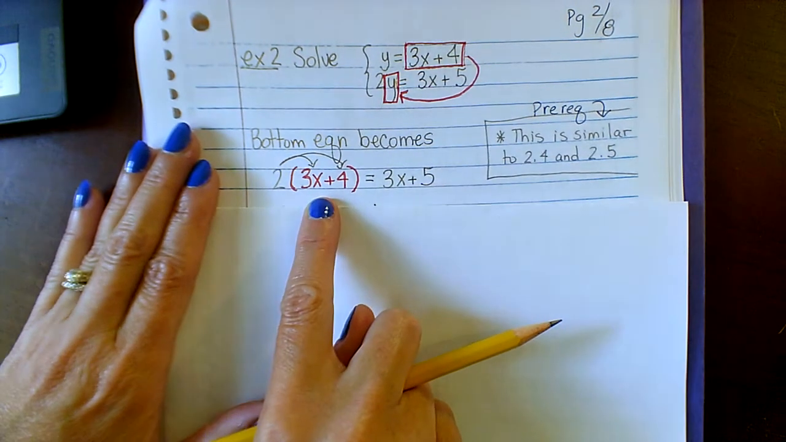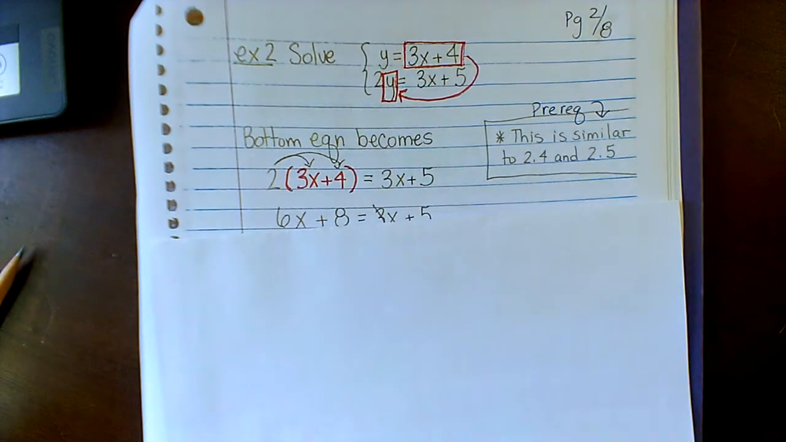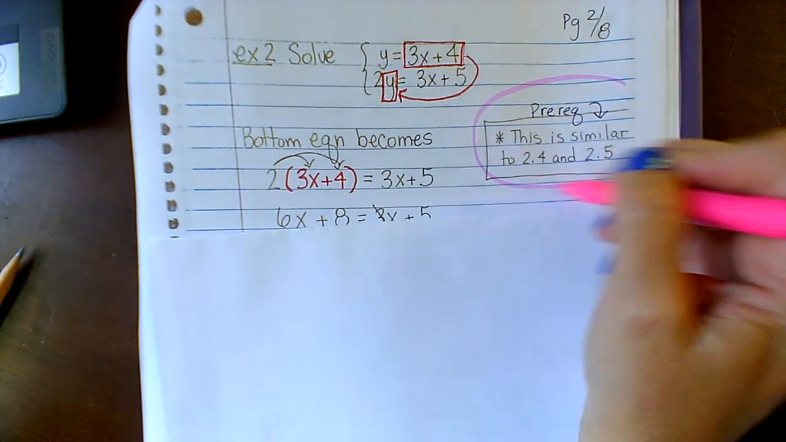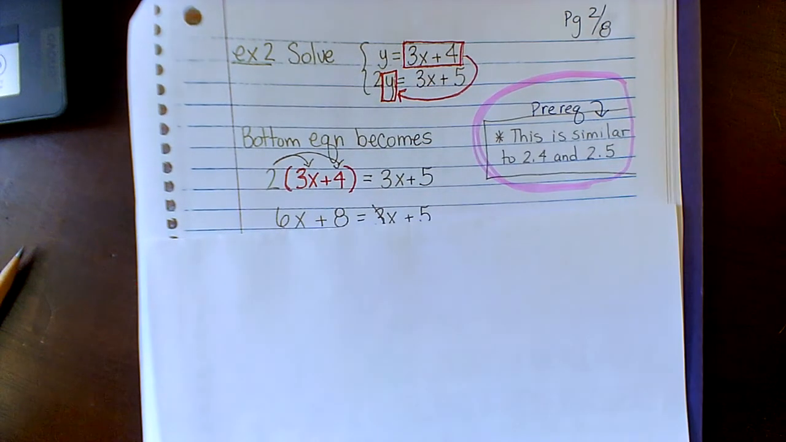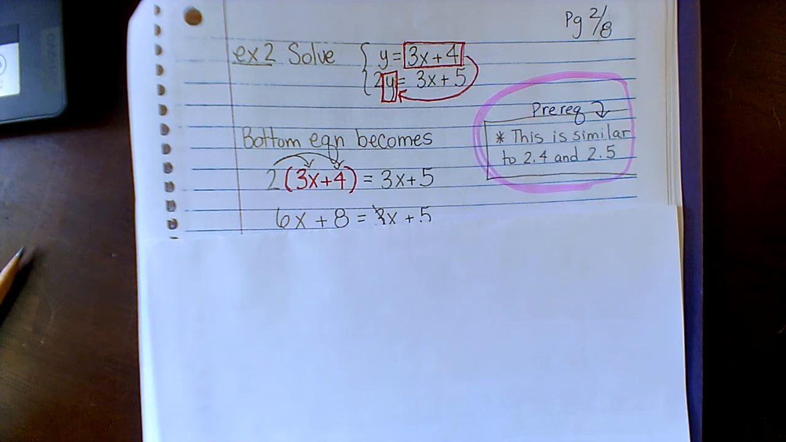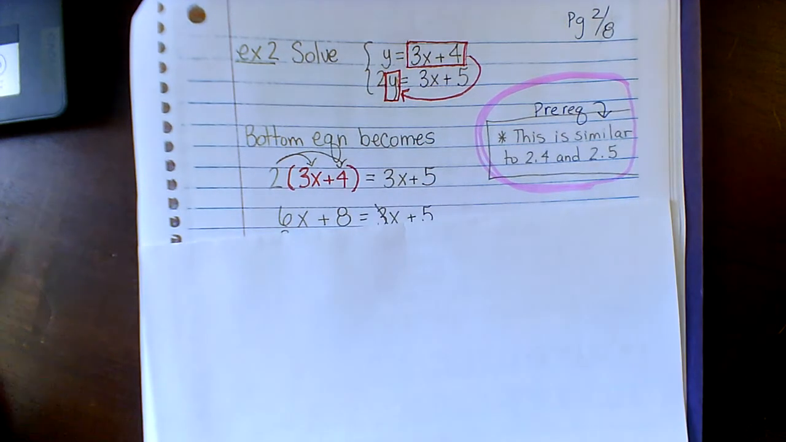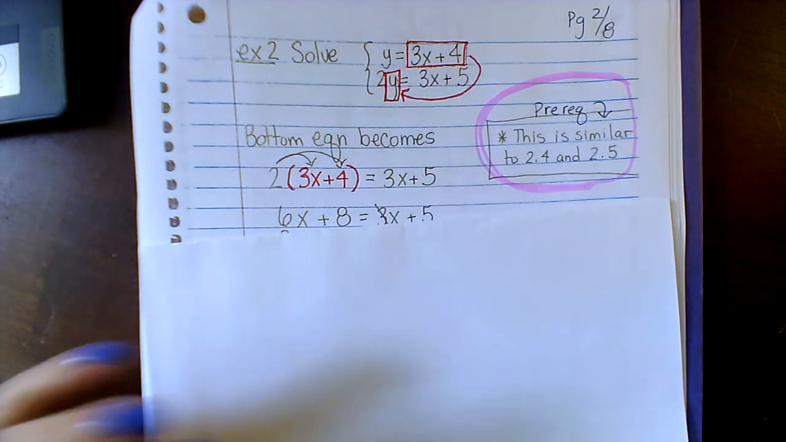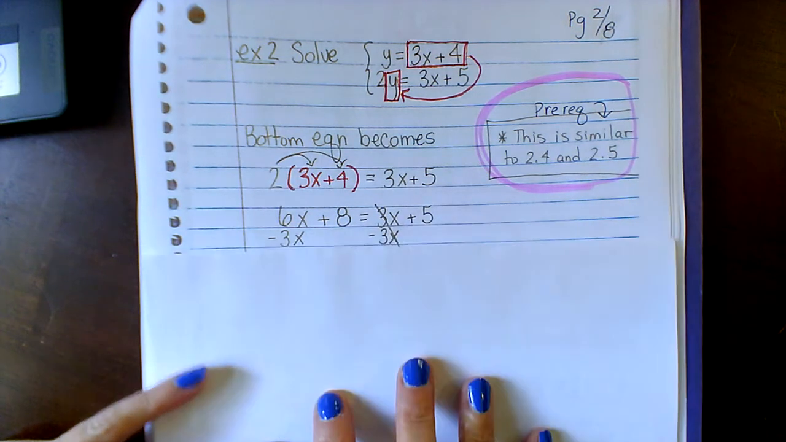Now, just as a little side note, this whole solving equations business goes really well with the prerequisite sections of 2.4 and 2.5. Those are on equation solving. So if you wanted to do these at the same time, this would be a really good refresher on solving equations, you know, up to like 5 or 6 step equations.